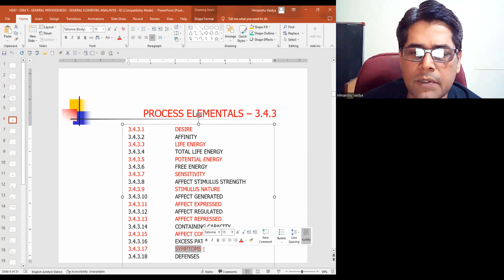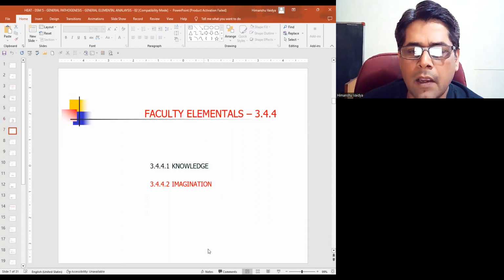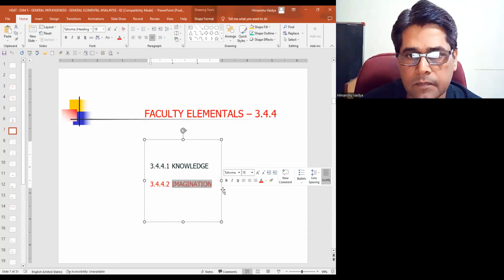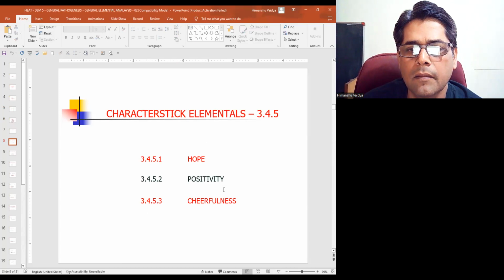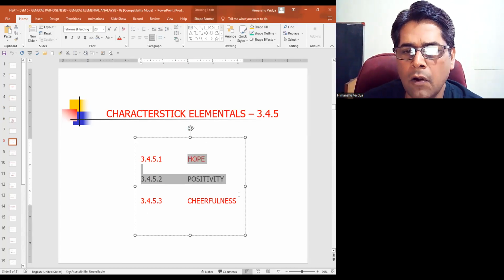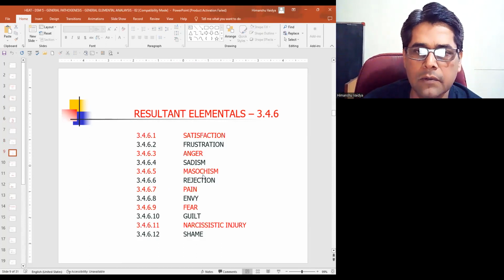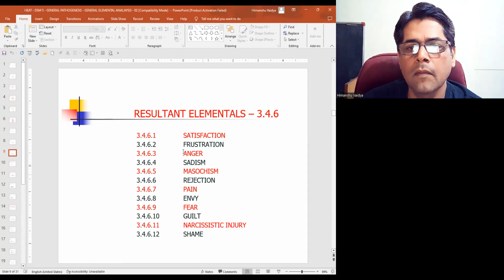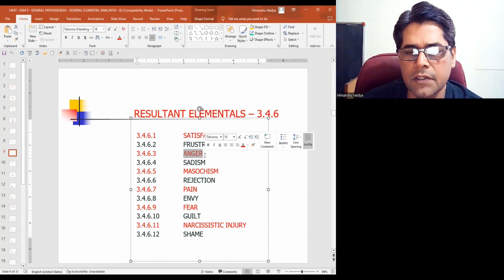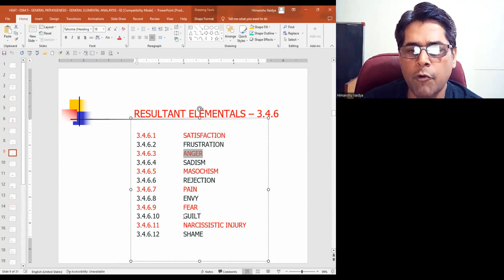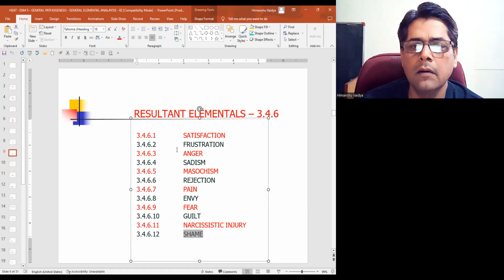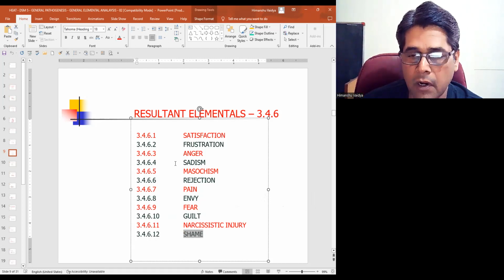18, we know the defenses which are used. Imagination 4.2 will be very important. All the three, naturally, if they are on the positive side, the probability of pathology goes down. 6.3 from this list, 6.10, 6.9, and 6.12, and 6.3 will be the most important of the elementals.